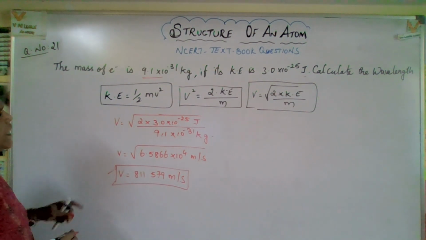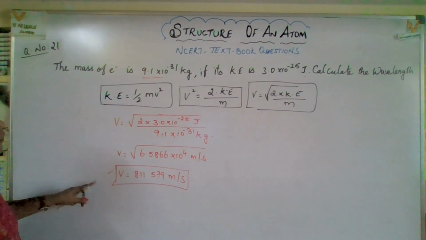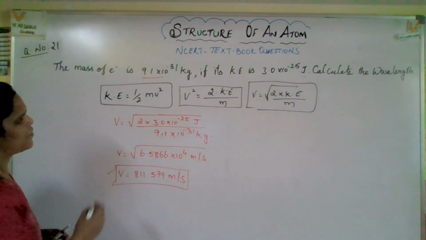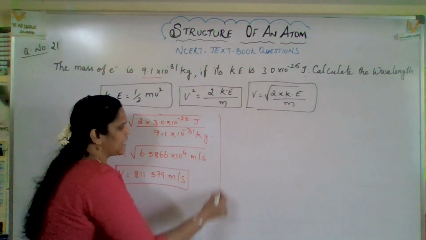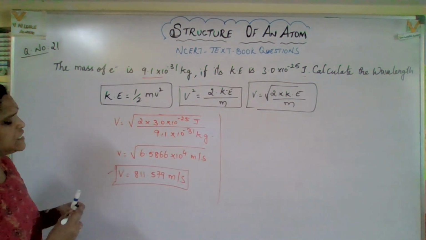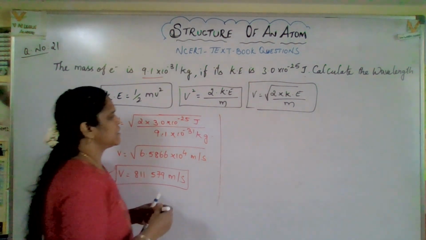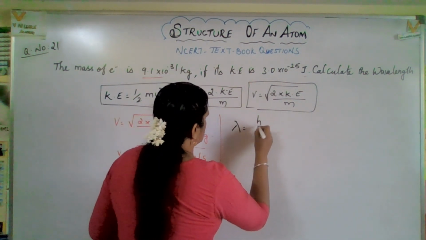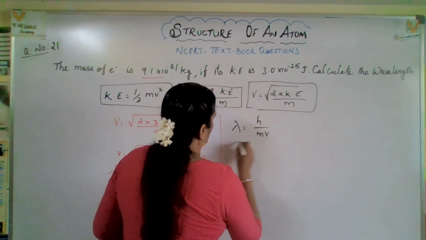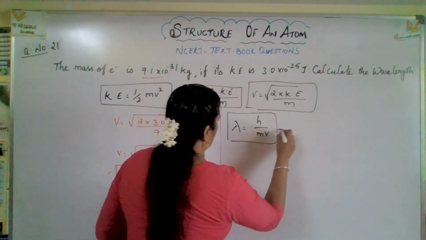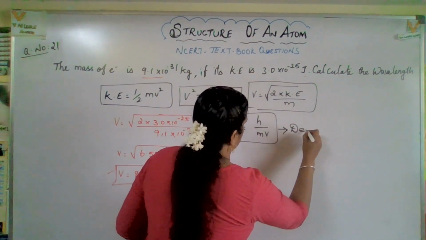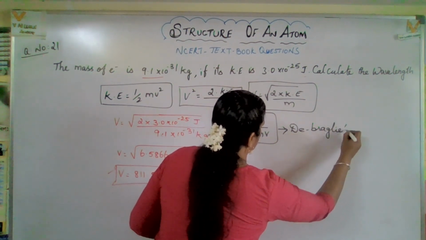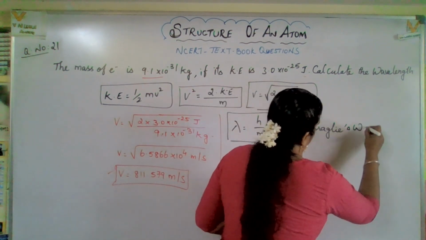Okay, now let us apply that value. Where to apply this value? This is the velocity we found. Now we have to go for the calculation of wavelength. What is the wavelength? Lambda is equal to h by mv. What is it? h by mv. De Broglie's wave equation.